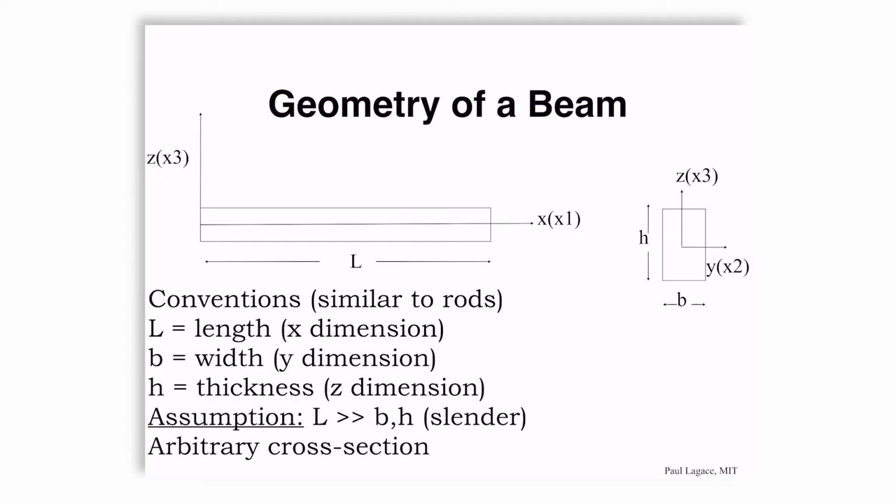Now, in a simple case, we could imagine a square cross-section, in which case h is equal to b, in which case none of this makes sense. However, a basic assumption in slender beam theory is that length is much, much longer than breadth and width, or breadth and height, or breadth and thickness.